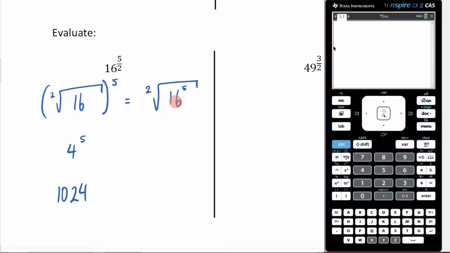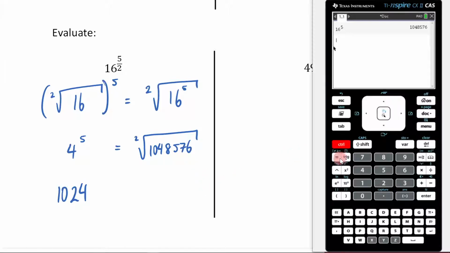If you do it the other way, you can, but I'm going to be honest, I don't know what 16 raised to the 5 is. Let's just quickly check. What is 16 raised to the 5? It is, whoa, I don't even want to write that down, but I'm going to do it. So this is going to be equal to the square root of 1,048,576. Okay, cool. If I now square root that, my answer will be that.